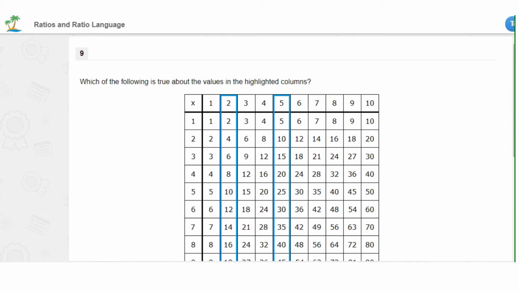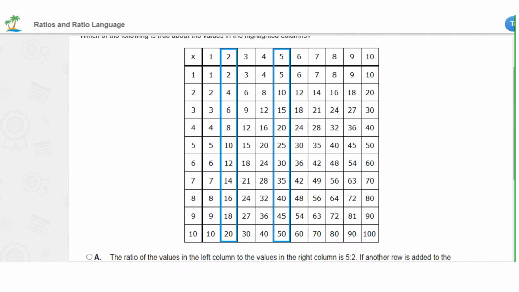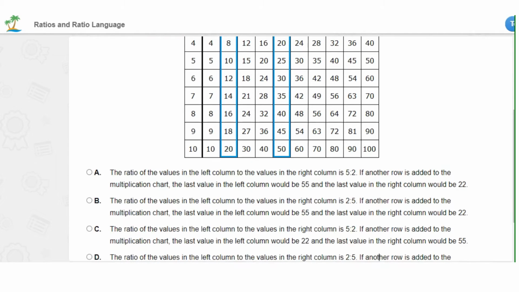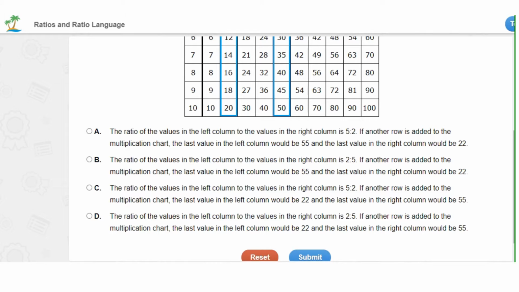So for this question right here, it says, which of the following is true about the value that's highlighted in the column? So if I scroll down, I see that 2 and 5 are both highlighted in the column. Okay, so let's look at the answer choices. The ratio of the values in the left column to the values in the right. So let's think about this. They say left and right. So this is going to be my right, and this is going to be my left. Okay, so the values, so I'm going to put 5 and 2.